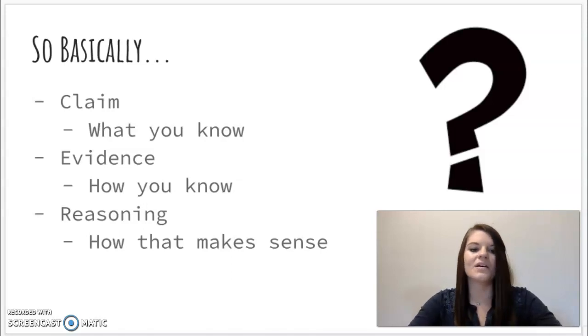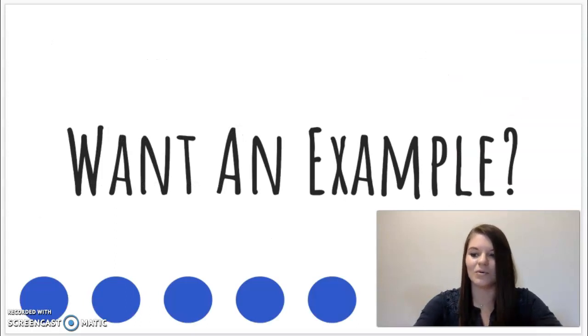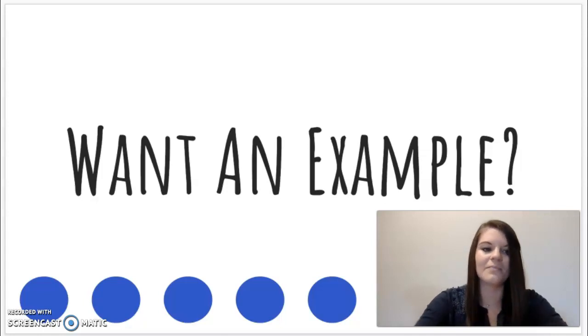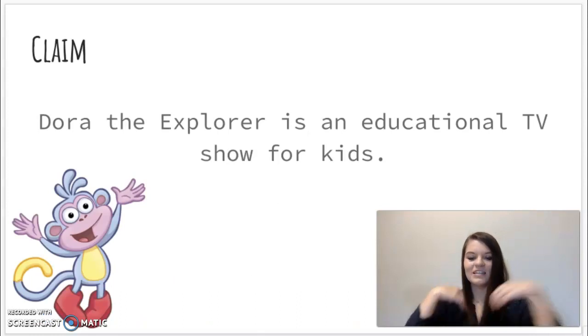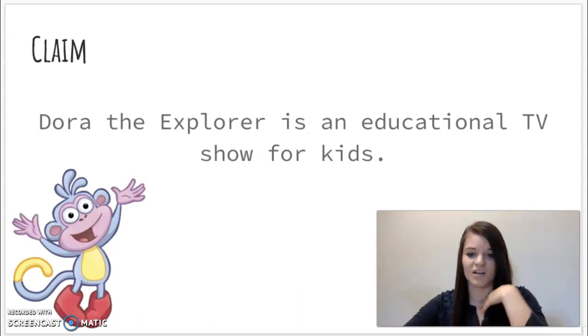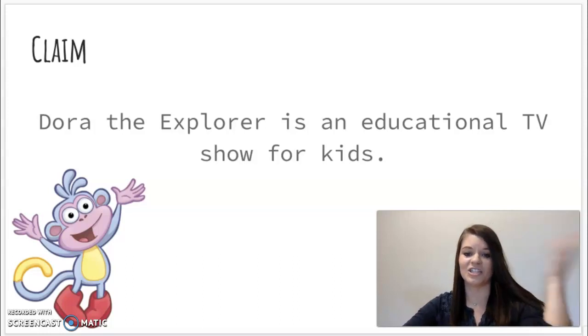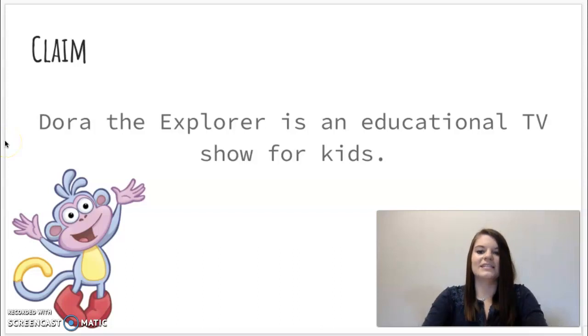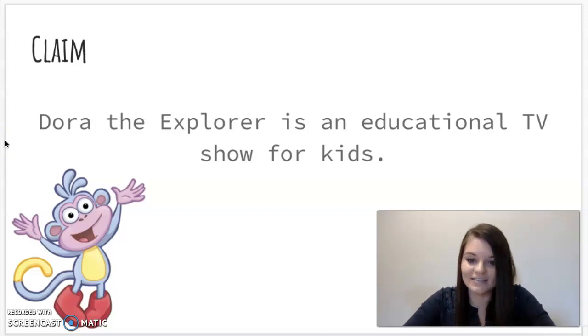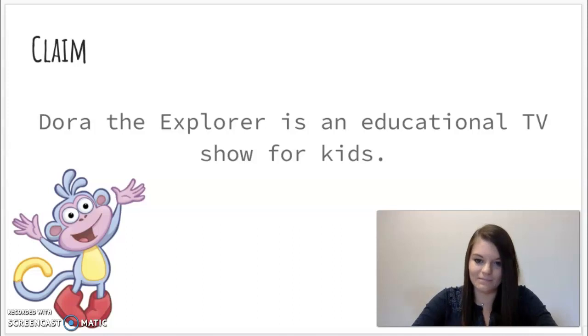All right. So back to claim, evidence, and reasoning. So an example, even if you don't want an example, here you go. All right. So we're going to talk about Dora the Explorer. Did you even watch Dora? I watched Dora when I was little. I don't know if that's aging myself. And then I put a picture of Boots because he's obviously the best character. All right. So my claim is that Dora the Explorer is an educational TV show for kids. That is my claim.